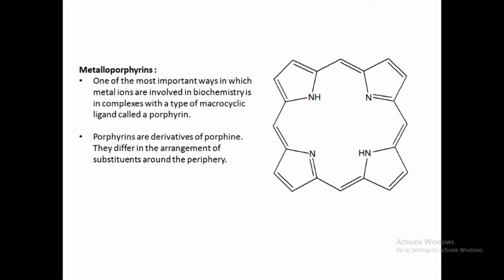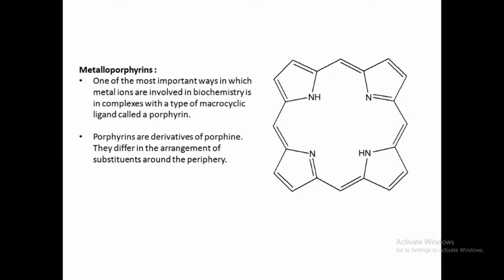Metalloporphyrins are one of the most important ways in which metal ions are involved in biochemistry, in complexes with the type of macrocyclic ligand which is known as porphyrin. So we are aware that the living system incorporates a huge number of metal ions, like there is cobalt, there is zinc, there is iron, and some of these, like there is magnesium in chlorophyll. So some of these metal ions are involved in biochemistry in complexes with a type of macrocyclic ligand which is known as porphyrin, the one which I have drawn over here.